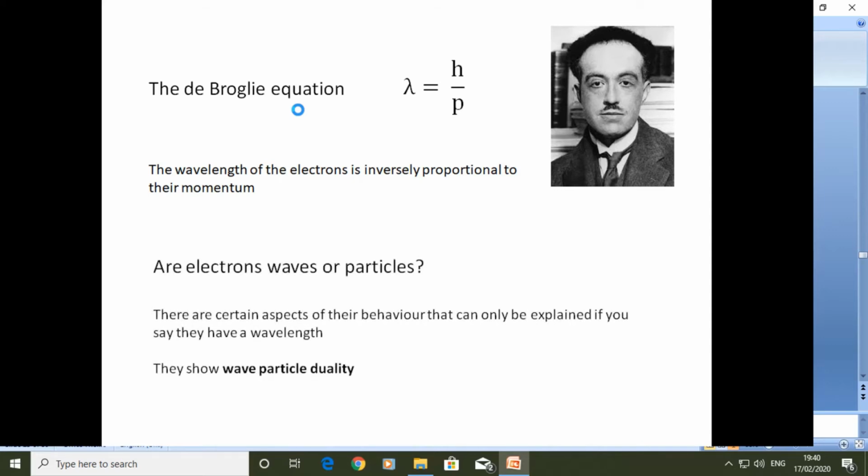Are electrons waves or particles? Well, I think of them as particles, but there are some things about them which you can only explain if you say that they have a wavelength. Basically, there's this phrase, wave-particle duality. Is it a wave? Is it a particle? It behaves like both. It depends how you look at it. Fast-moving electrons have a wavelength.